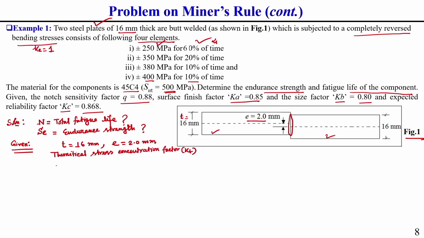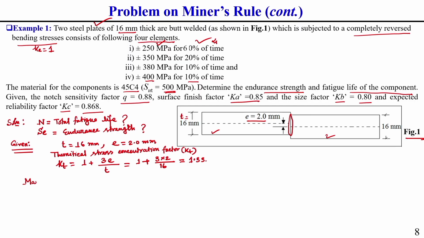Kt equals 1 plus 3 into the eccentric distance between the two plate neutral axes, that is 2 millimeter, already given, divided by T. So this gives 1 plus 3 into 2 divided by the plate thickness 16. This will give us a value of 1.33, because for endurance strength calculation these are the things required.